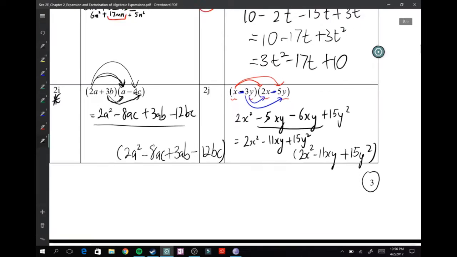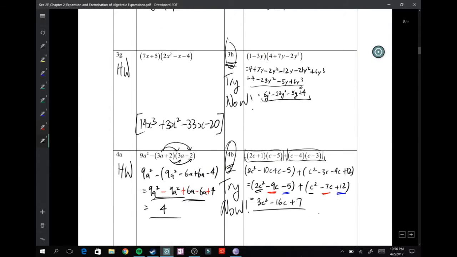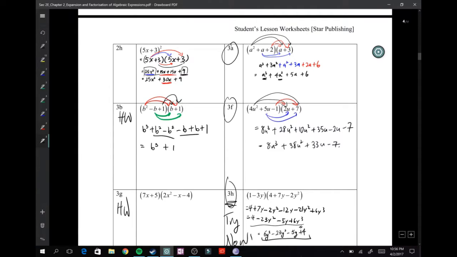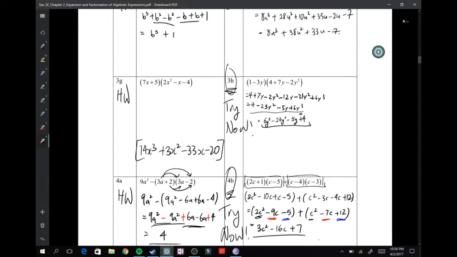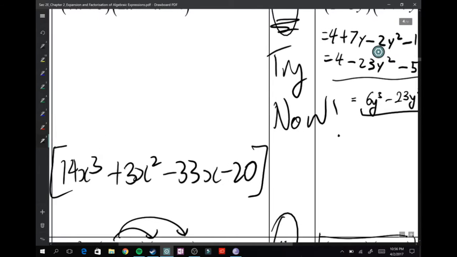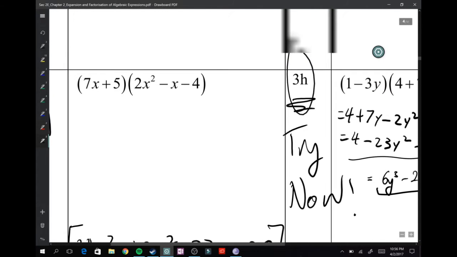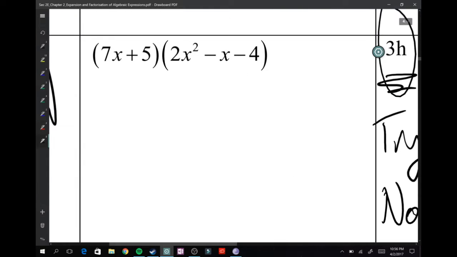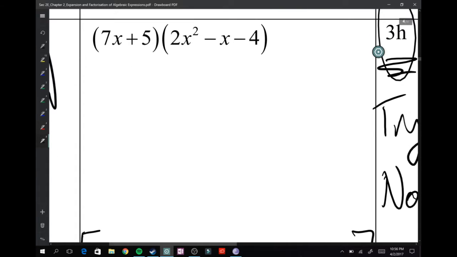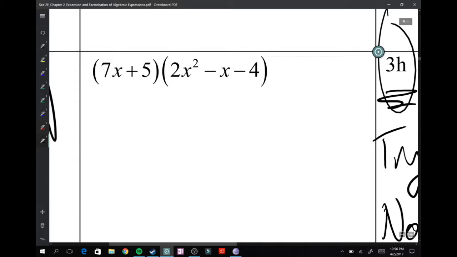So done for page 3. Pretty much went through this. Let me just go through 3g. 3g is just another expansion question that requires you to do slightly more expansion. So we deal with this step by step.